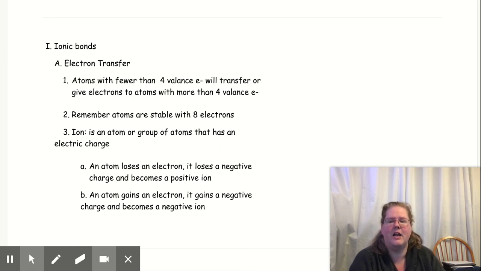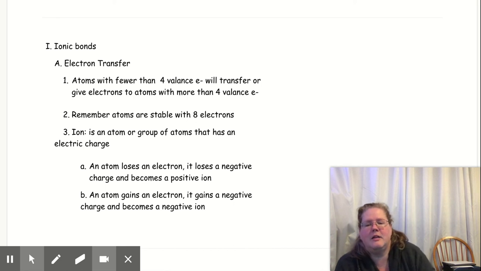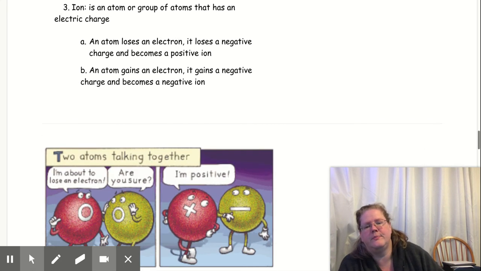An ion, then, is an atom or group of atoms that has an electric charge. When an atom loses an electron, it loses a negative charge, so it becomes a positive ion. It's actually called a cation. And an atom that gains an electron gains a negative charge and becomes negative. It's actually called an anion.